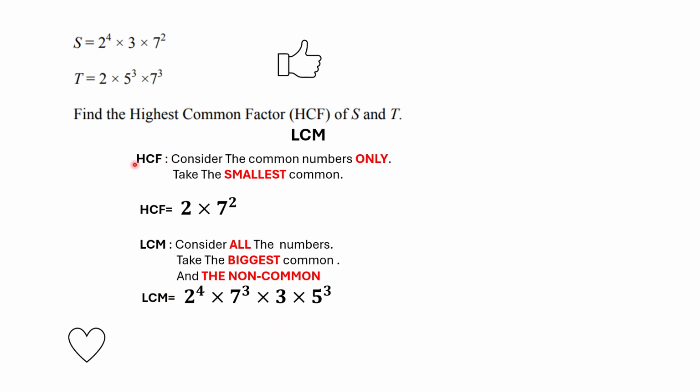Let's conclude. For the highest common factor, you take the smallest common. In these two, these are common, we take the 2. These are common, we take the 7. We don't care about the non-common for the highest common factor. For the least common multiple, we take the biggest. These are common, we take the 2 to the power of 4. These are common, we take the 7 to the power of 3 and write all the non-common numbers. We write the 3 and we write the 5 to the power of 3.